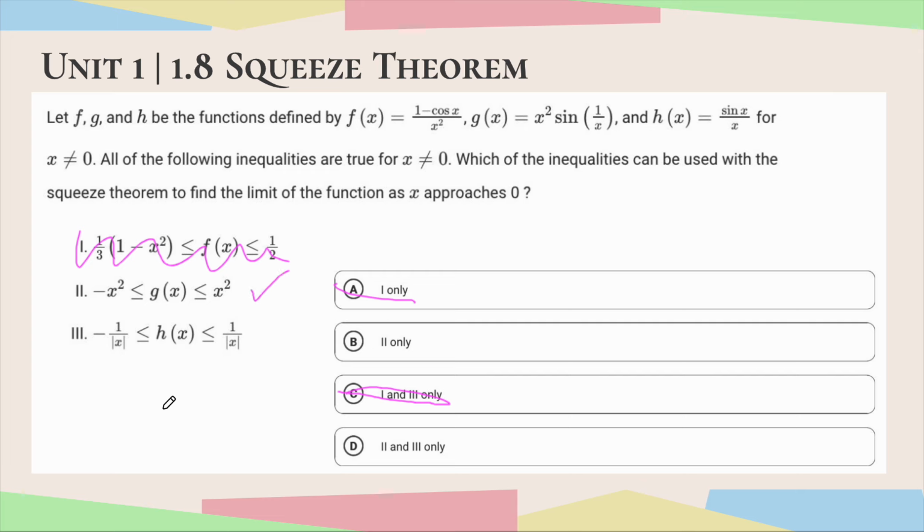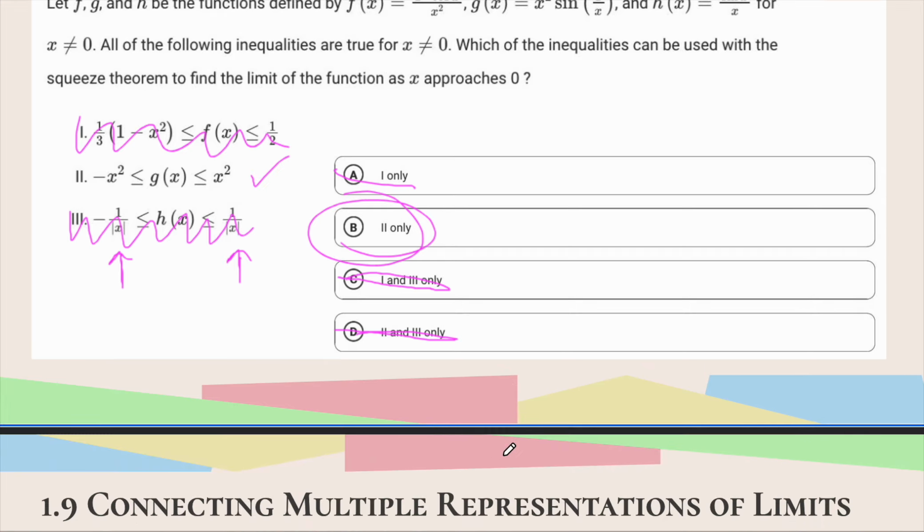And then number 3, I have the same issue I did in the last problem. The problem with this is if I took the limit as x approaches 0, it would be undefined. And these two outer functions have to be defined, right? Because I have to be able to conclude the limit of the inner function. So I'm going to say 3 does not work either, and I'm going to eliminate D. And once again, the correct answer would be answer choice B.